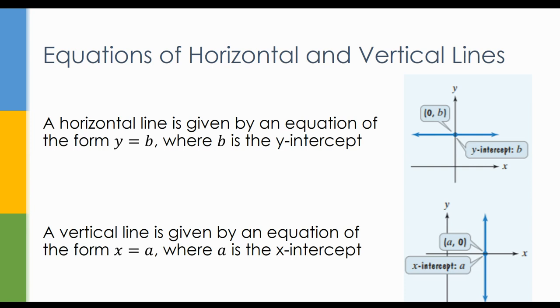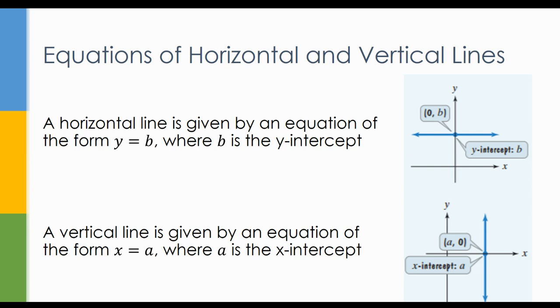All right, so when we're talking about horizontal and vertical lines, a horizontal line is given by the equation y equals b. B just means some kind of number. B is also the y-intercept. Okay, so notice that when you're looking at a horizontal line, your x value could be any number that you want, but your y value is always the same. That's why it's y equals and you have a specific number. It will always be that number for y.